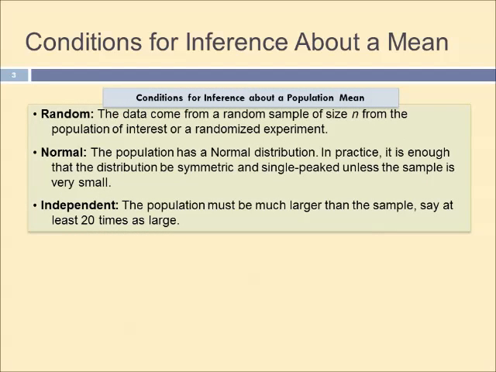So let's review the conditions for inference about a mean. We required that the data come from a random sample from the population. We insisted that the population have a normal distribution. In practice, it is enough that the distribution be symmetric and single-peaked, unless the sample is very small. And we'll get a little more specific about that later. And we're going to have a new requirement, and that is independence. So the population must be much larger than the sample, say at least 20 times as large.